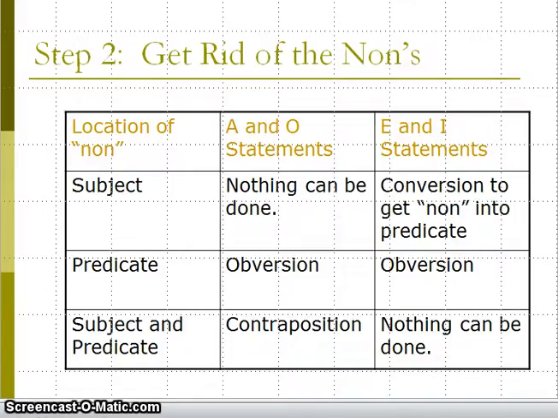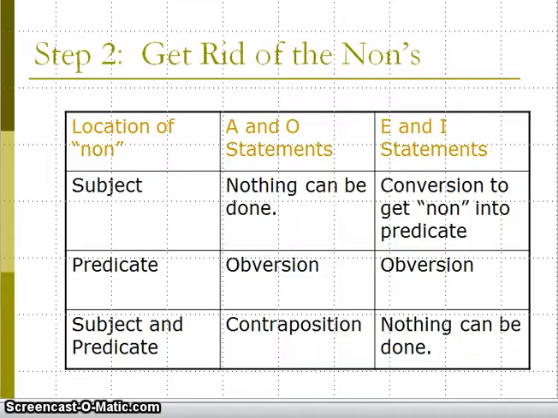Obversion deals with all 4 statements, and what we need to remember is that if we can get the non into the predicate, so any non-term with the word non in front of it, non-B, non-A, we want to get that to the predicate, and then we can use obversion on any type of statement, A, E, I, and O, in order to remove the non.